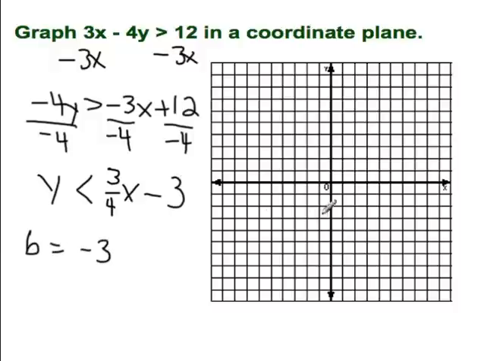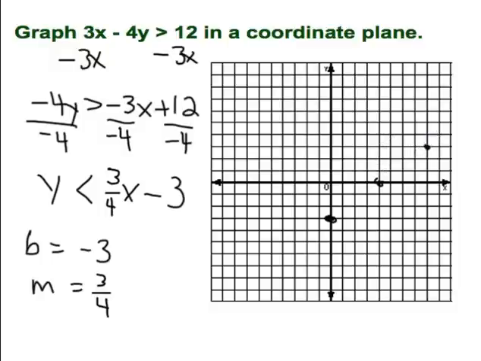Negative 3 here. So I'm going to go over to the y-axis, put a dot at negative 3. There's my point. Now my slope is 3/4. So from my y-intercept, I'm going to go up 3, right 4. And I'll do that again. Up 3, right 4.